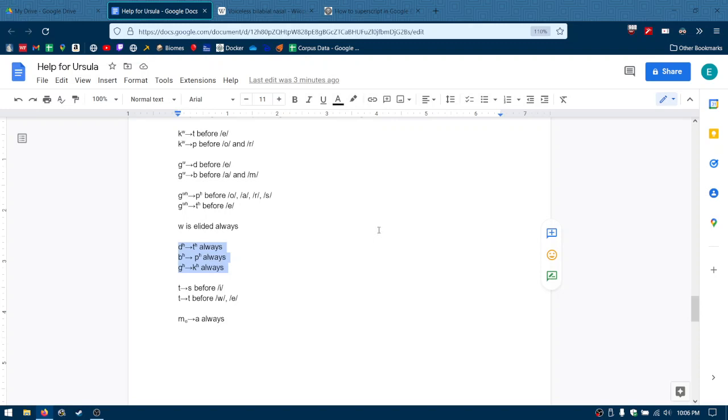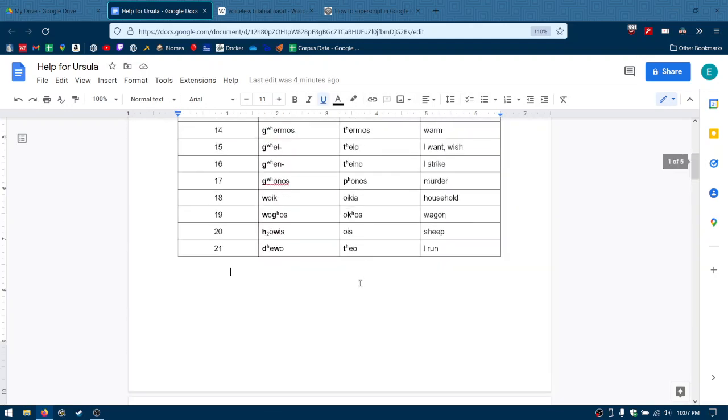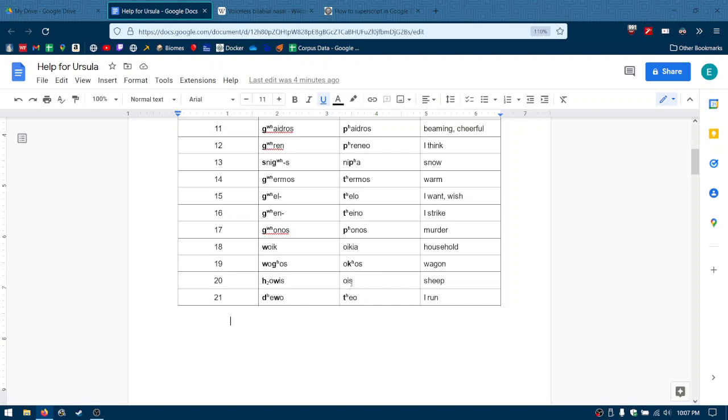I did find examples of, so it being aspirated does matter, because do you remember I showed you, there's an example somewhere up here.